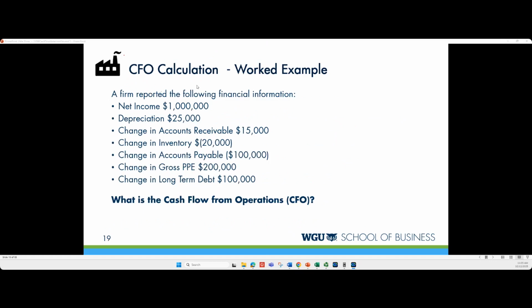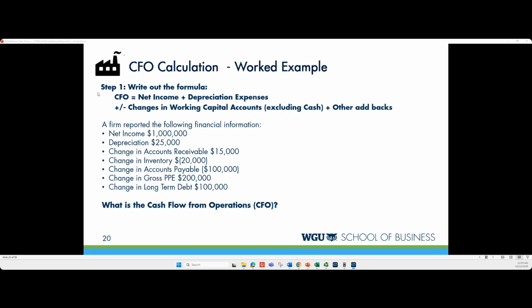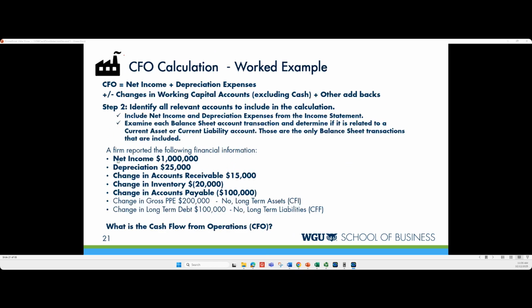So we have a firm that's reported the following financial information, and we want to find out what is the cash flow from operations. So our first step, write out the formula. So we have our formula here: net income plus depreciation expenses plus or minus changes in working capital accounts excluding cash, and then adding back anything else that should be. So the first thing we do is identify what accounts are relevant.